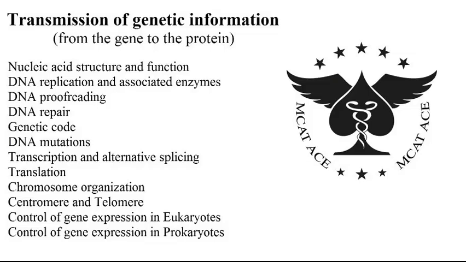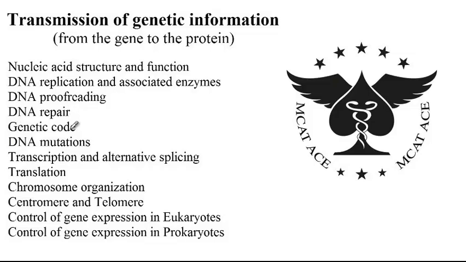In today's lecture we are going to discuss how genetic information can flow from genes all the way to proteins. We are also going to discuss the nucleic acid structure, how DNA replication happens, go over the enzymes that are required for DNA replication, what is the process of DNA proofreading, and also other mechanisms of DNA repair that prevents accumulation of mistakes in a DNA.